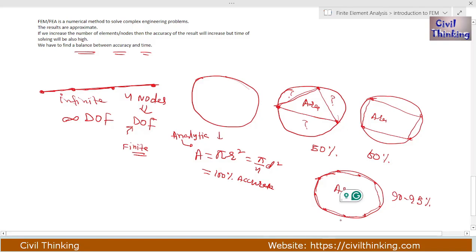Then we will increase the nodes. For example, in this cantilever problem, if we have only 3 nodes, we only have to calculate displacement at these 3 nodes. Then it will take less time, right? But when we increase the number of nodes, of course we have to calculate the results at more points, so it will take more time. So we have to find the balance between time and accuracy.